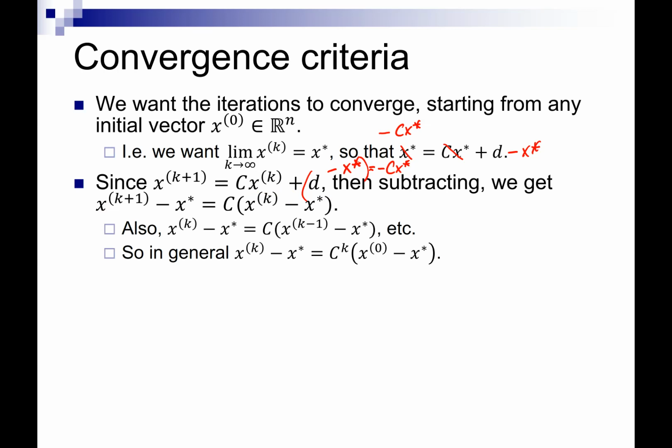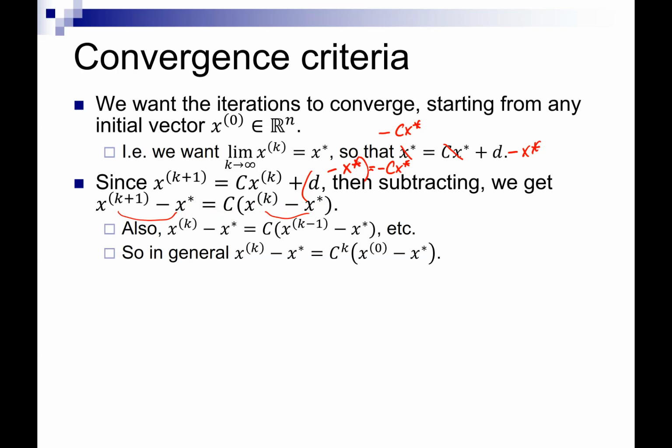This gives us a relationship relevant to convergence. We want these x of k's to eventually converge to x star. The left-hand side is like the error in x of k plus 1, because you're just subtracting x star from it. And this says that the error in the k plus first iteration is equal to C times the error in the kth iteration.